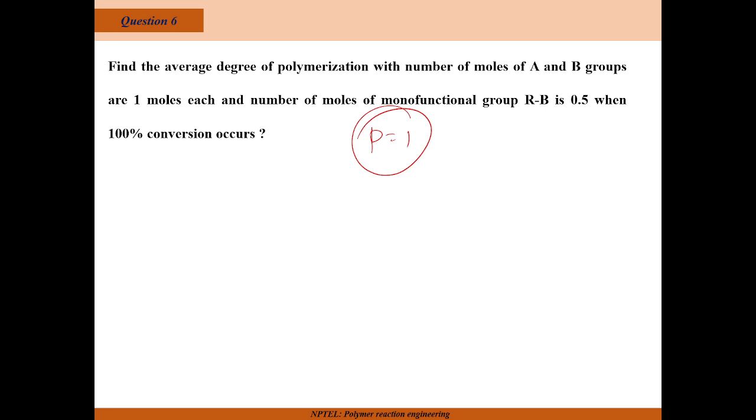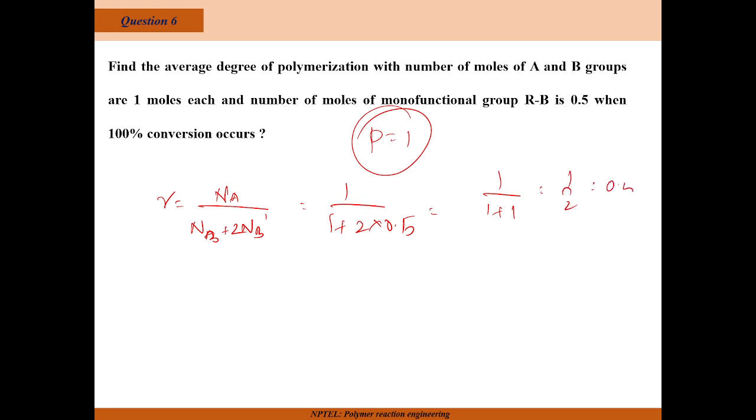So here the number of moles of A and B is given, basically NB prime is given as 0.5. So definitely this is a very easy question. Let me try to solve. I can write r, as the formula is Na by Na plus Nb plus 2 Nb prime. So it is like 1 by 1 plus 2 into 0.5. So it is like 1 by 1 plus 1. It is 1 by 2.